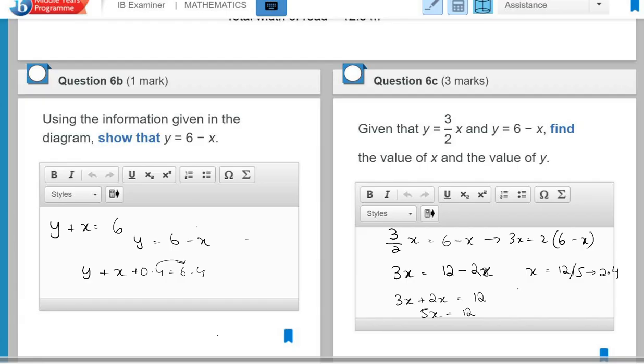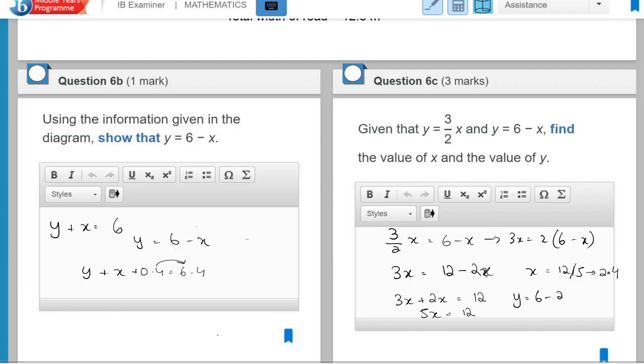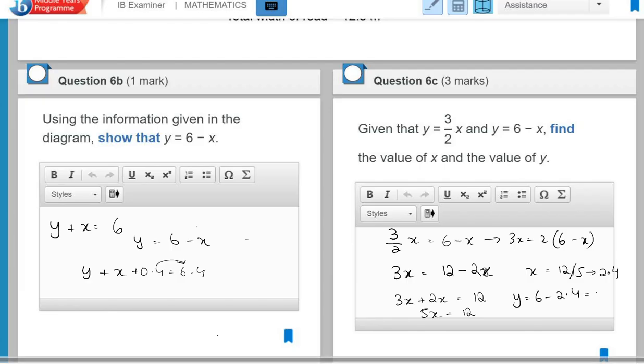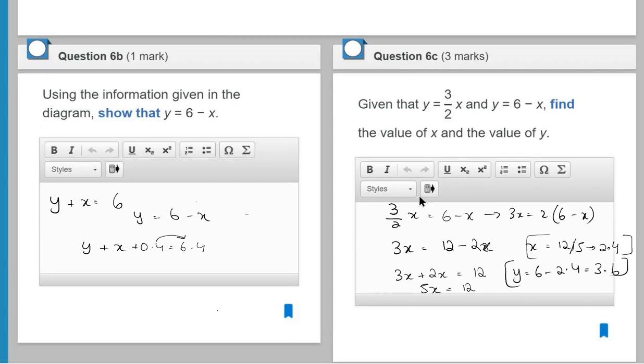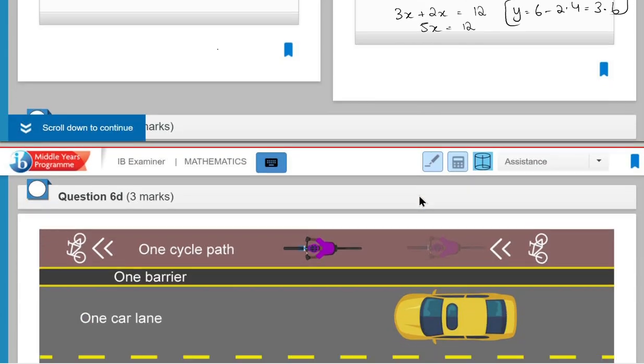And in order to find the value of y, we should substitute this value into any of the two equations. So y equals 6 minus 2.4, that becomes 3.6. I hope this all makes sense to you people.